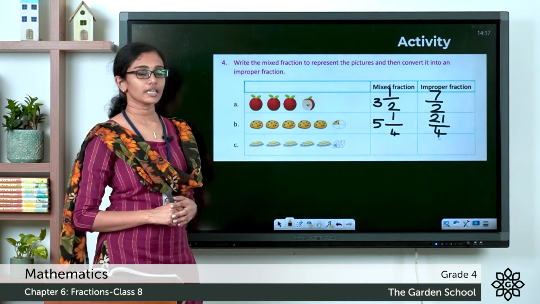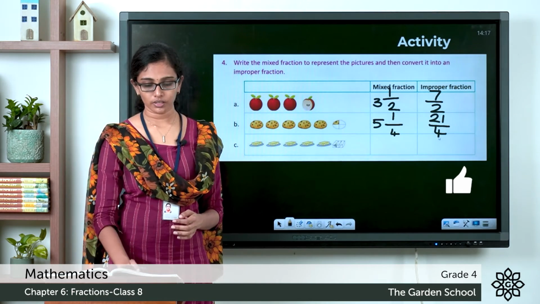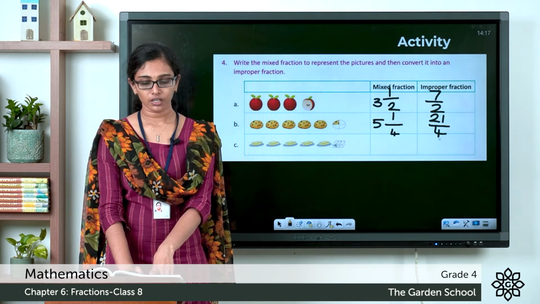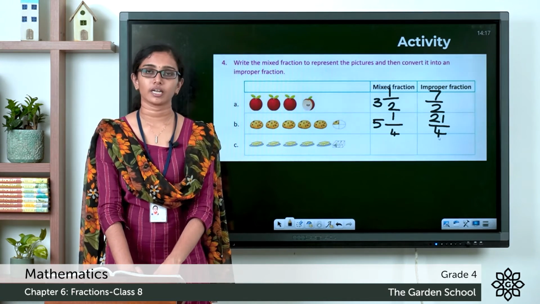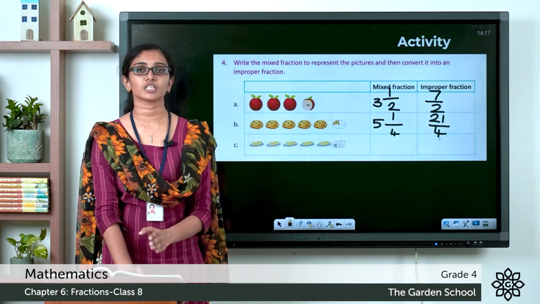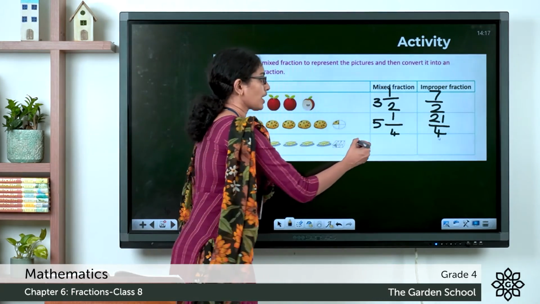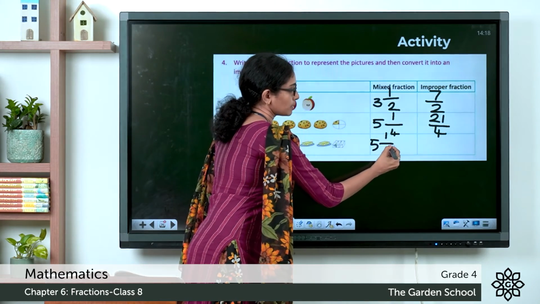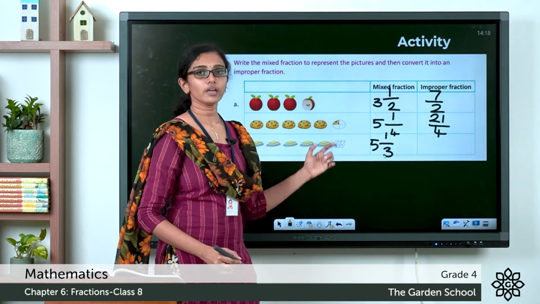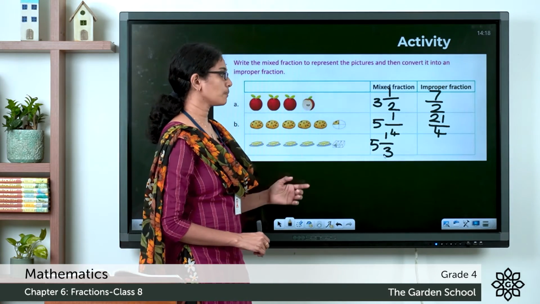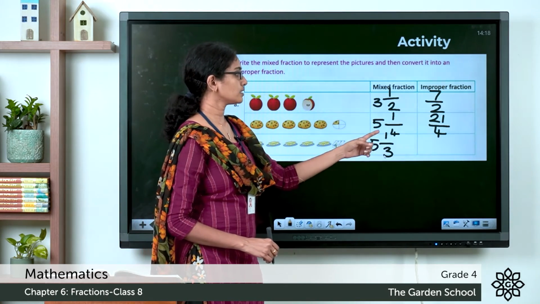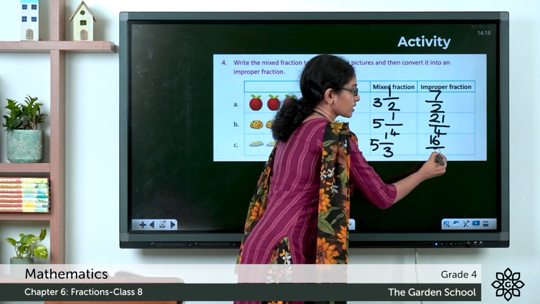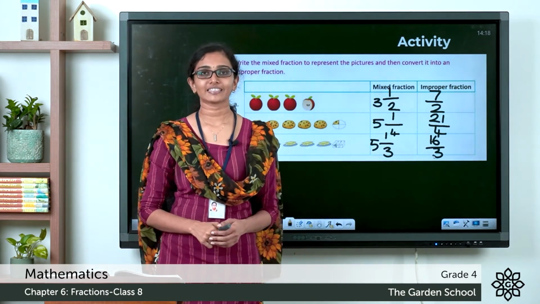Now, question C. Look at the figure in the textbook. You can see 5 whole figures, and then in the last figure only 1/3 of the portion is shaded. So, how would you write the mixed fraction corresponding to this? So, it would be 5 whole, or 5 the whole number, and then 1/3, that would be 1 by 3. So, it is 5, 1 by 3. The corresponding improper fraction is 5 into 3, 15, plus this one, 16. That is 16 by 3. Hope you got all the answers correct.